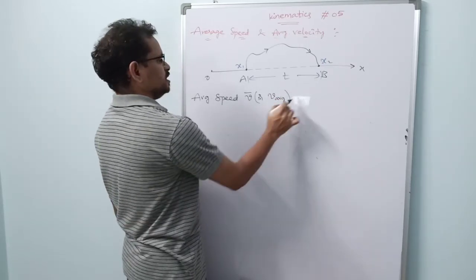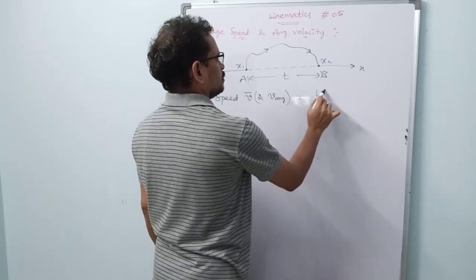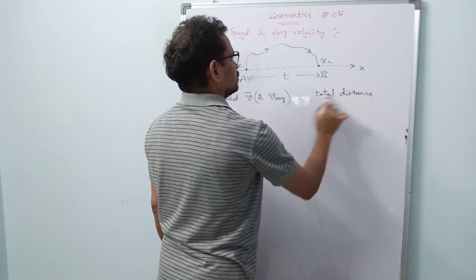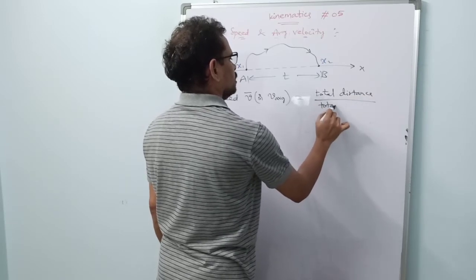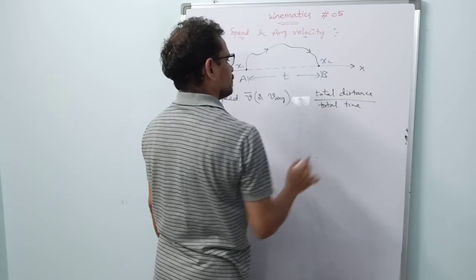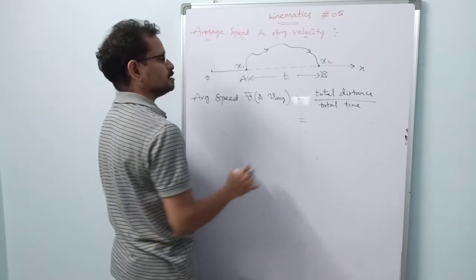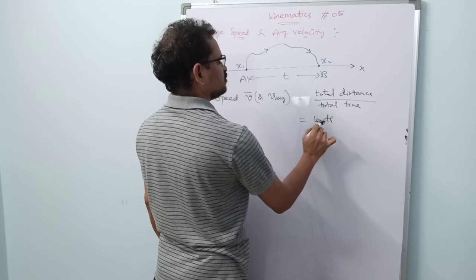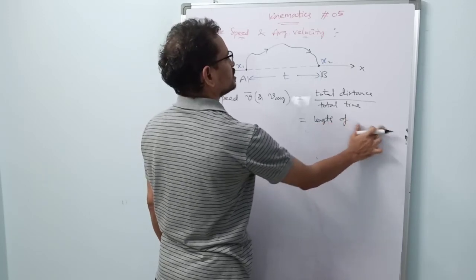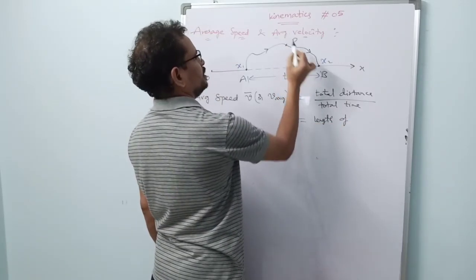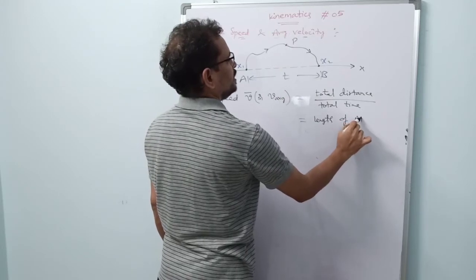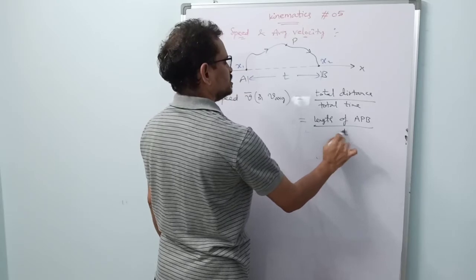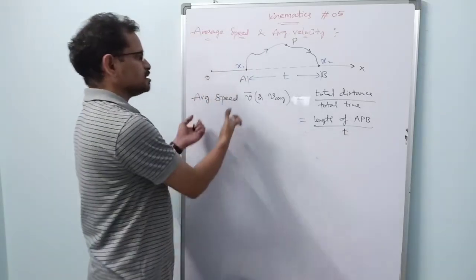So average speed, what is this? Average speed is equal to total distance by total time. So what is total distance here? Total distance is the length of the actual path. Let us take a point P here. The length of APB, divided by total time, t seconds. So this is average speed.